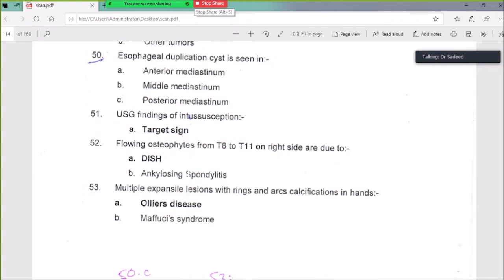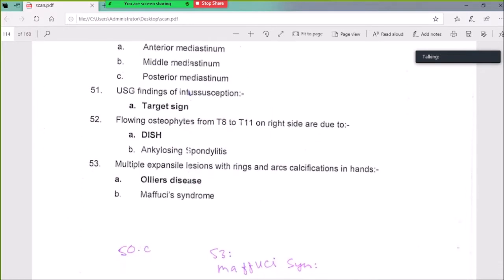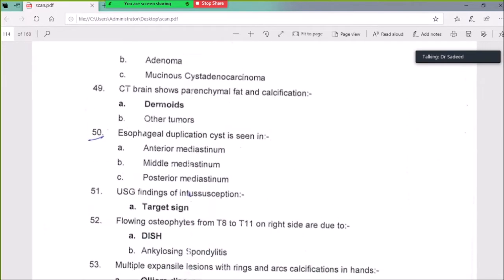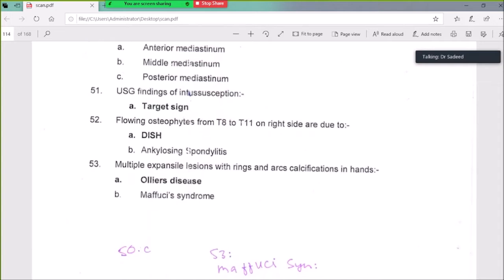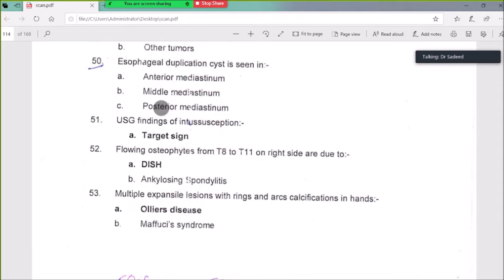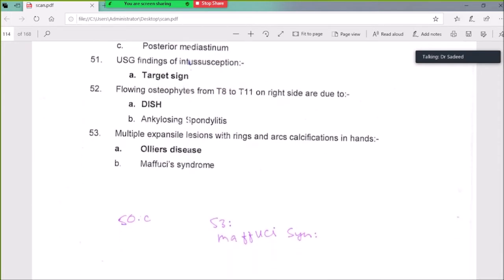50. Esophageal duplication cyst is seen in the posterior mediastinum or middle mediastinum, most likely. In some books it says middle mediastinum and some books say posterior mediastinum, but here it says posterior mediastinum.